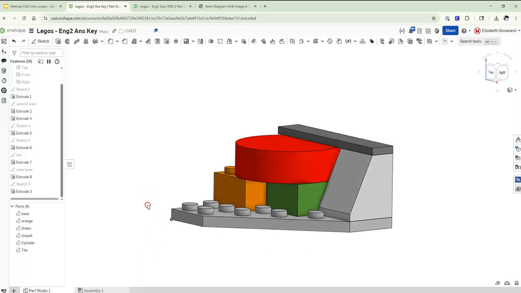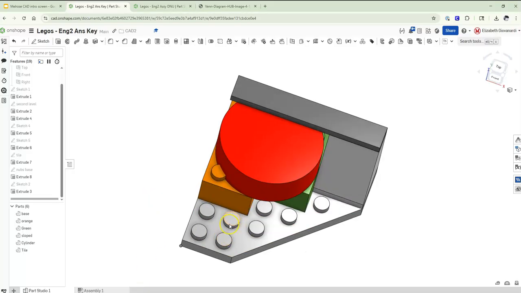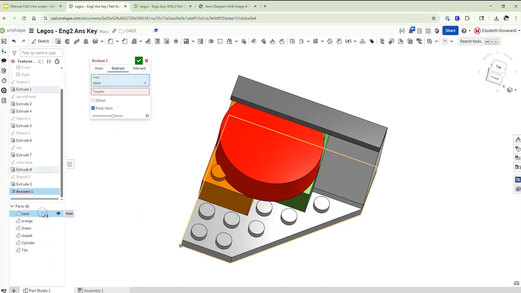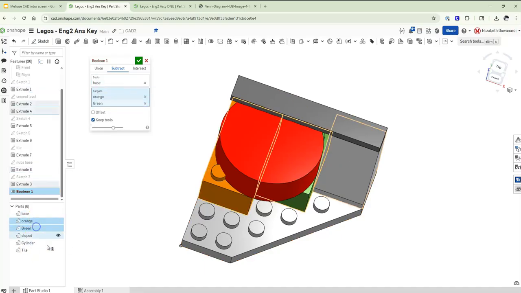So what we're going to do is we're going to allow the nubs on this gray piece to subtract out that same space from the orange and the green part. So I'm going to hit this Boolean tool. And instead of union, we're going to say subtract, which just means take material away from one based on the other. So the tool is what you're using, sort of like what you're tracing. So we're going to trace the gray base plate, and we are going to take it away from the orange part and the green part.